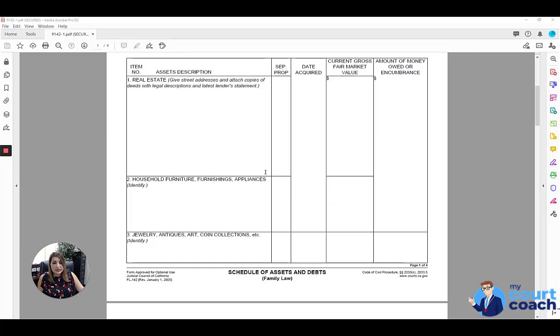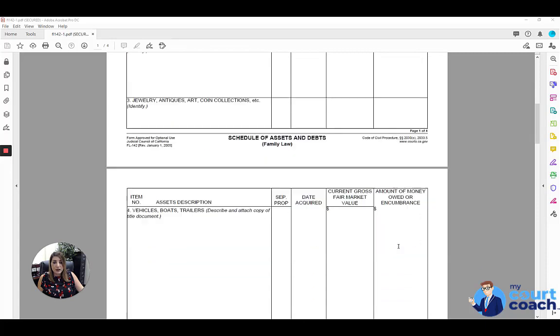The next category is jewelry, antiques, art, coin collections. If you have any items that fall under this category, you want to identify that. And by the way, I do know that some of these spaces they give you to fill in the information is not very much. So if you ever need to add more information, please feel free to add an attachment and just say, item number 3 continued, and then you can include all the same information on that attachment.